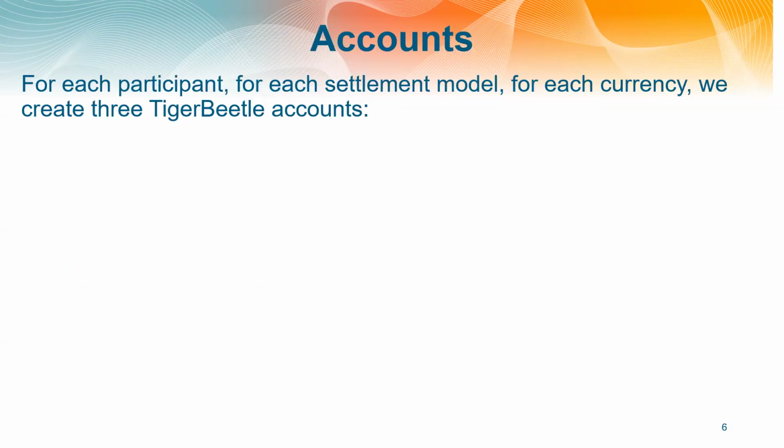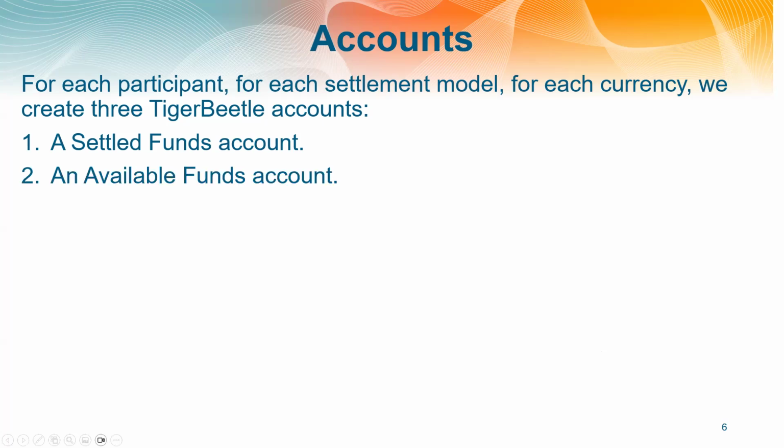Our plan is that for each participant, for each settlement model, and for each currency, there will be 3 TigerBeetle accounts. The first will be what I'm calling, though not everybody wants to call it this, a settled funds account. This account represents the funds that a participant has available in a bank account, or it might be in securities or a line of credit or whatever it might be. We don't insist that it's in any particular form, but they are funds which have been verified by the administrators of the switch to be available for settlements.